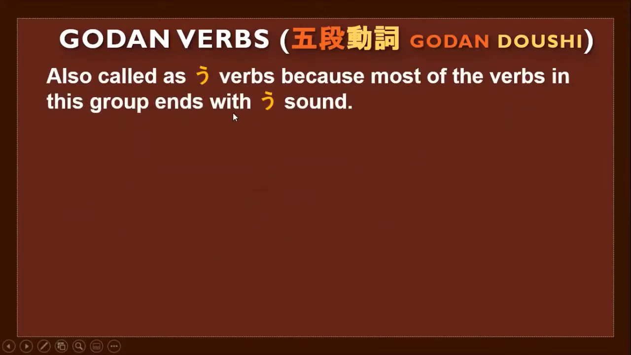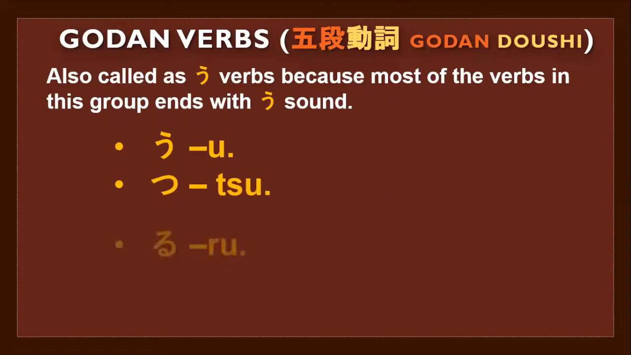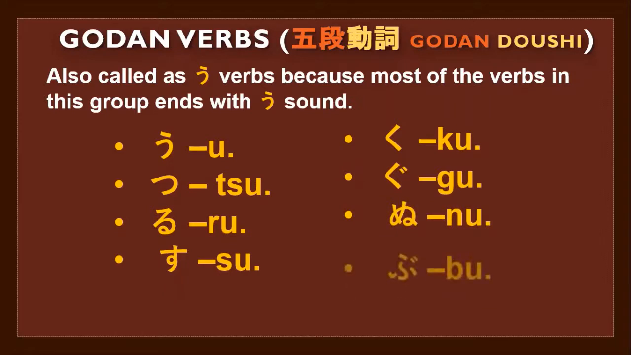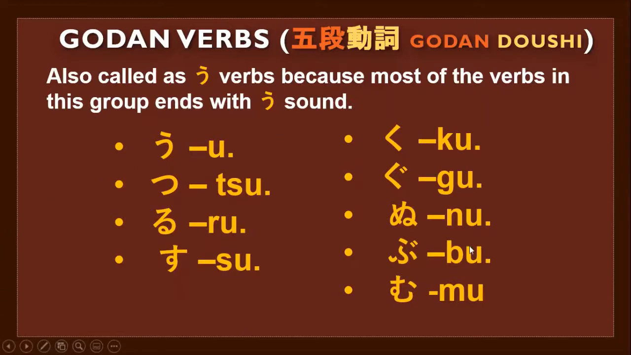So Godan doushi are also called u verbs because most of the verbs end with u sound. Like u, su, ru, ku, gu, n, bu, and mu. So most of the verbs end with these following sounds.